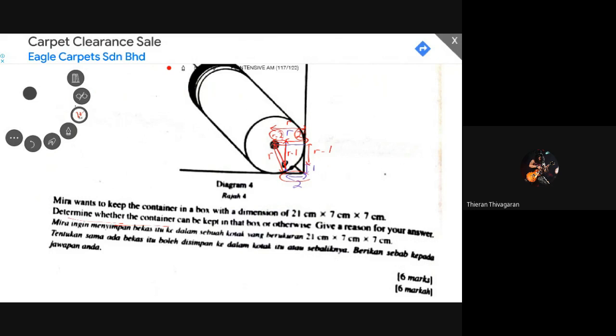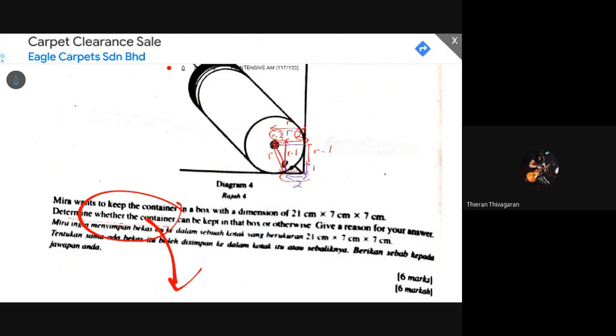Okay, so macam mana nak tahu muat ke tak? Do you all have any idea, guys? How to know whether the container can fit or not? What quantity we must see over here? Apa yang kita kena lihat untuk determine whether the container can fit or not?